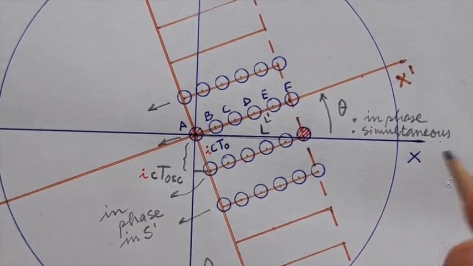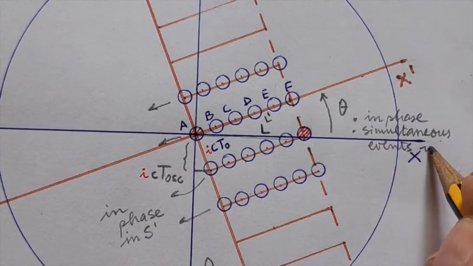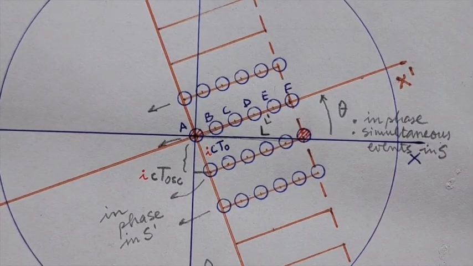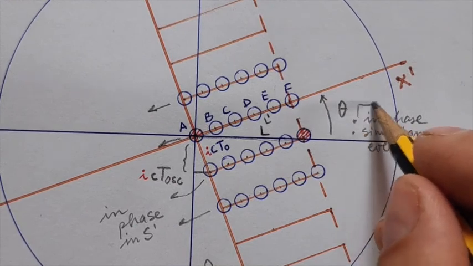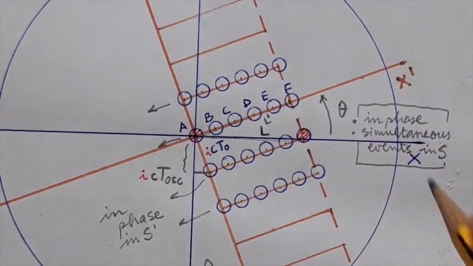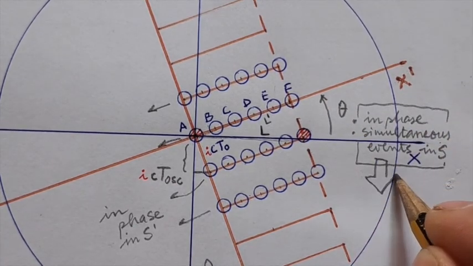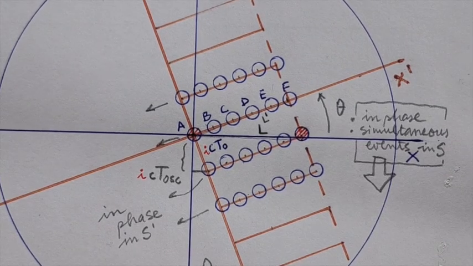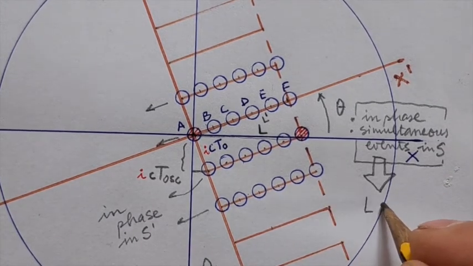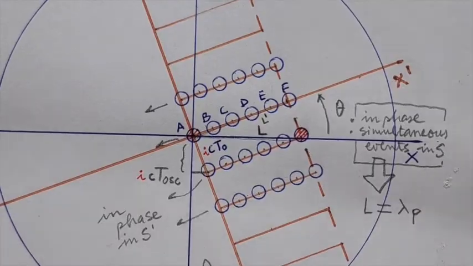Therefore, the two oscillators on the x-axis satisfy two different things. They are in phase in S', and they are also simultaneous events in S. This is to say that these two oscillators must be in phase in S too. Then it follows that the distance L between them must be equal to the wavelength of the phase wave.